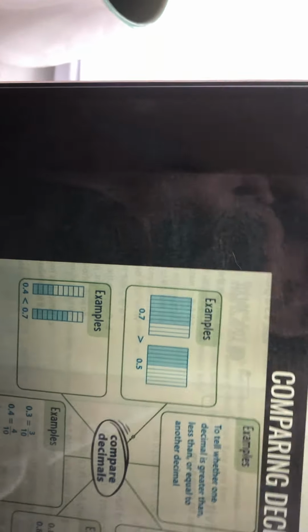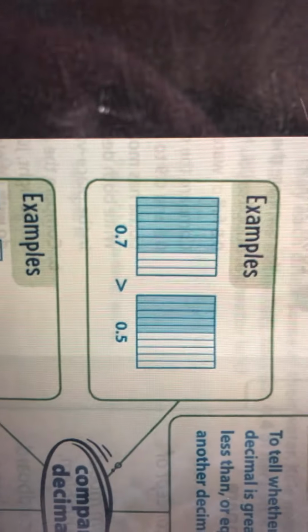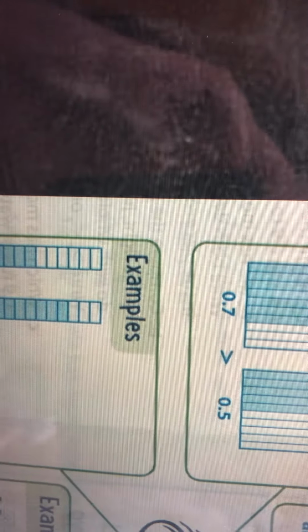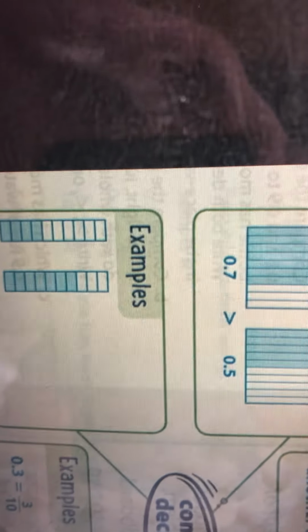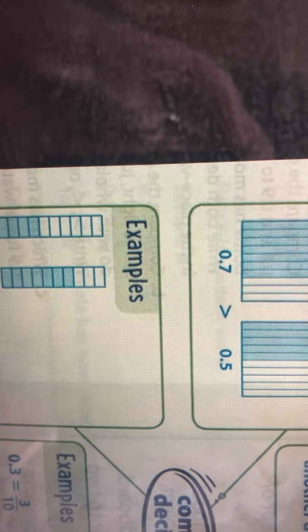Okay, so let's look at this example right here. So we have 0.7. So is that 7 in the tenths place or the hundredths place? It's in the tenths place. So that is the same thing as 7 tenths written like that. Okay, and then we've got 0.5. Is that 5 in the tenths place or is it in the hundredths place? It's in the tenths place. So it looks like this.